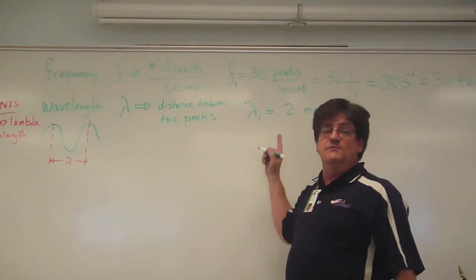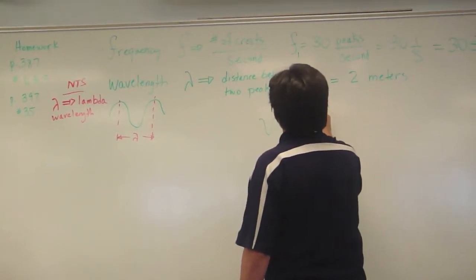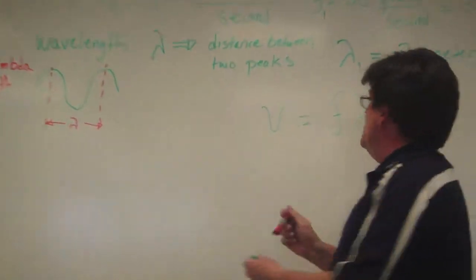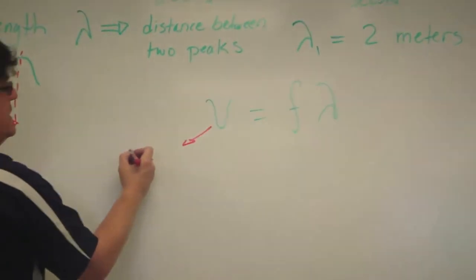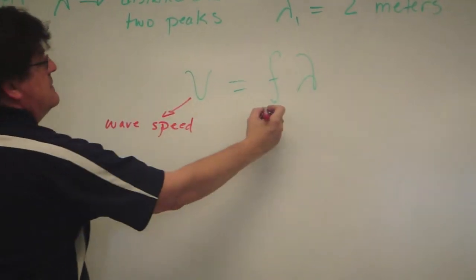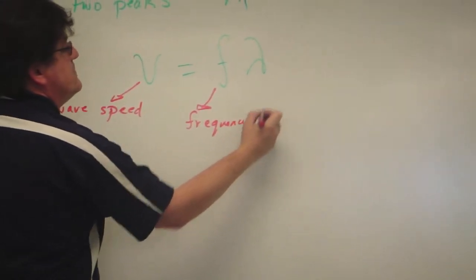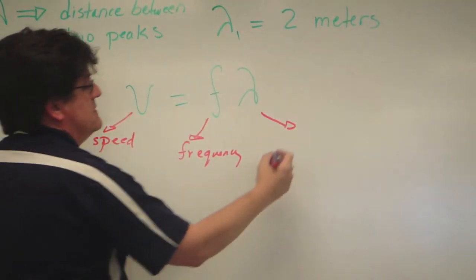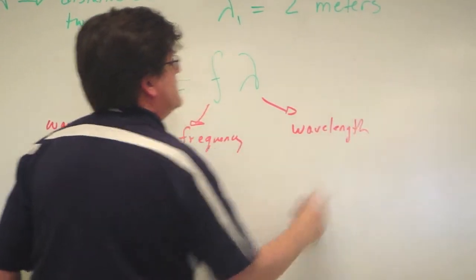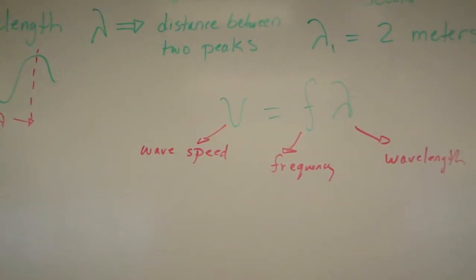There's a relationship between frequency and wavelength, and that relationship is given by this equation, where V stands for what we call the wave speed, F stands for the frequency, and lambda stands for the wavelength. What this equation says is that the wave speed is equal to the frequency times the wavelength.